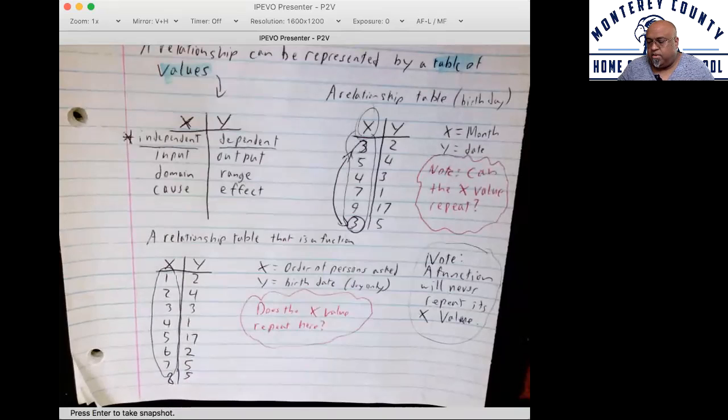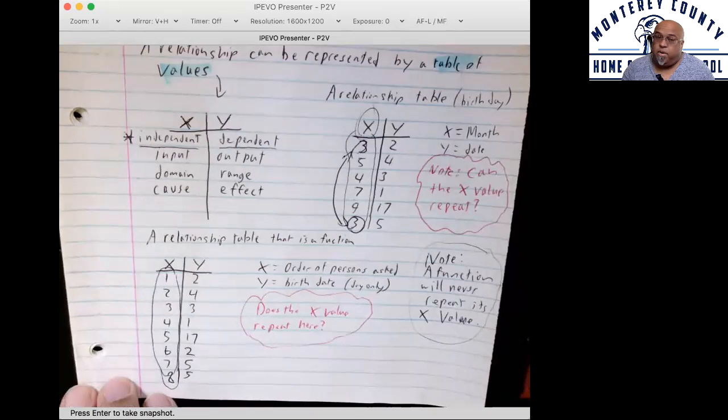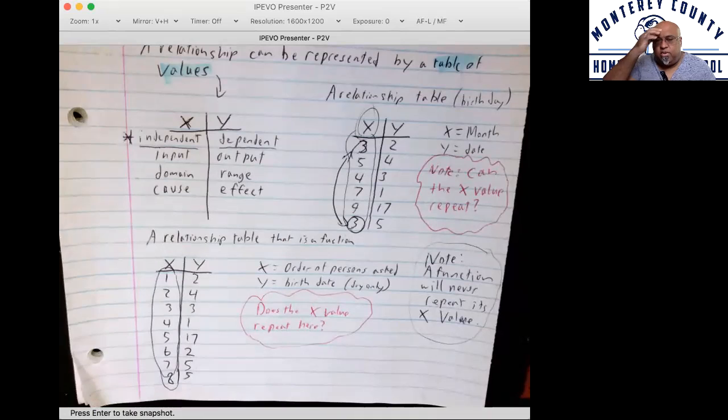So my point is, in this particular one, it's a function because following the rules that I've set up, order of persons asked and birth date, there's no way that the x value would ever be able to repeat. Now I hope that this makes this pretty clear. As you look through lesson 4.2 on page 255 and following, please read through and look at some of the examples, and it'll really help you to understand a linear function. Thank you very much.